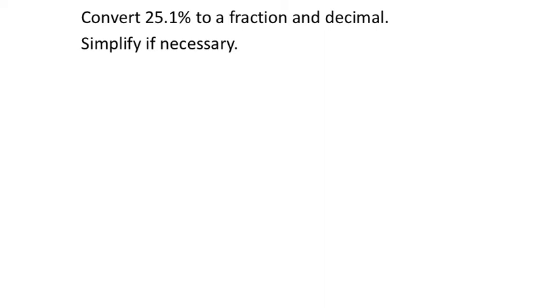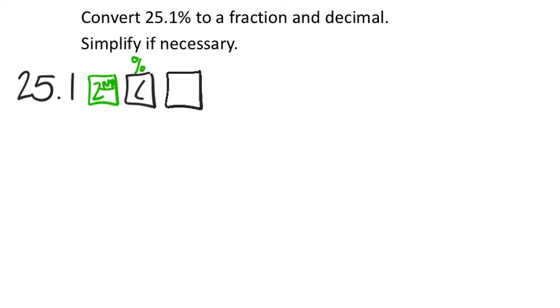Convert 25.1% to a fraction and decimal. All right, no problem. So again, I'm going to type in my 25.1% into the calculator. So 25.1. I want the percent symbol. So I push second, and then it's the open parentheses button, which does have the percent symbol immediately above it. And all I got to do from this point is just push enter.